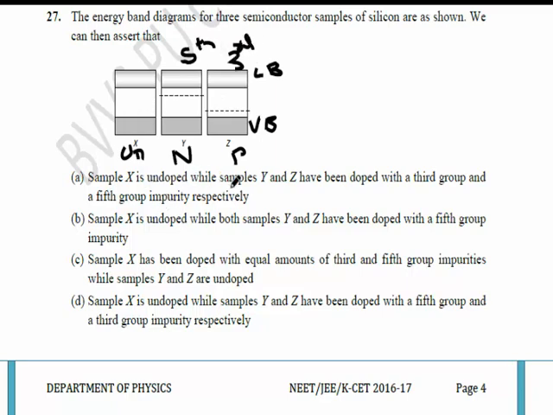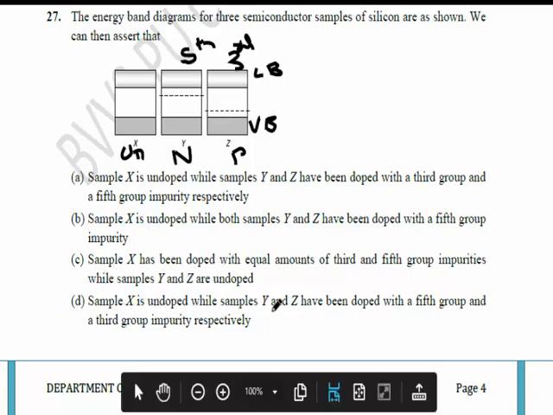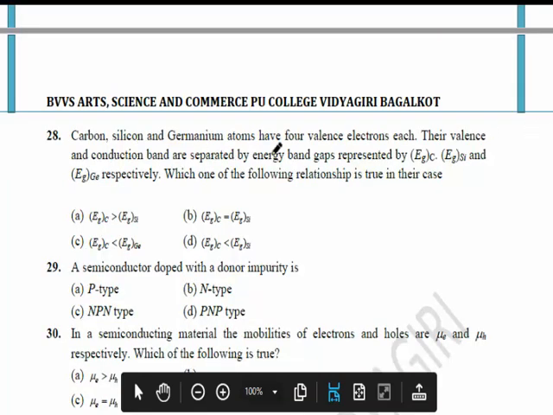So which is the option? X is undoped, Y is third, not possible. X is undoped, Y and Z are doped with fifth, not possible. X is doped, not possible. X is undoped, and samples Y and Z are doped with fifth and third group, so option D is correct. Okay, next question.